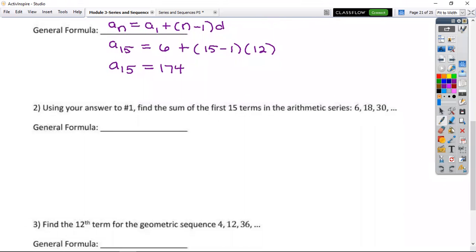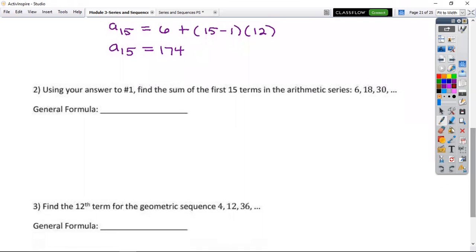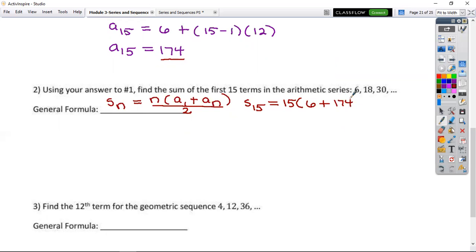So next example, using your answer to number 1, now find the sum of the first 15 terms of the series. So now I'm going to copy your sum formula. This is, again, the only formula that you do need to memorize. And then n, and then a sub 1 plus a sub n divided by 2. Now you're going to substitute in. So the sum of the first 15 terms is equal to 15 times first term is 6. Last term was right up here, 174. And then divided by 2.